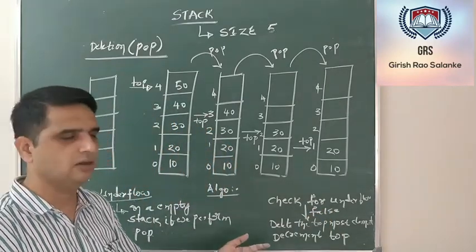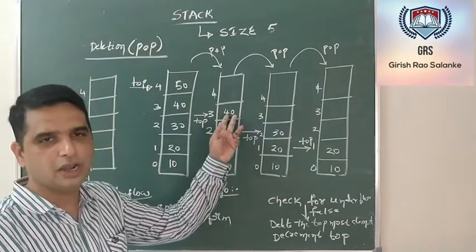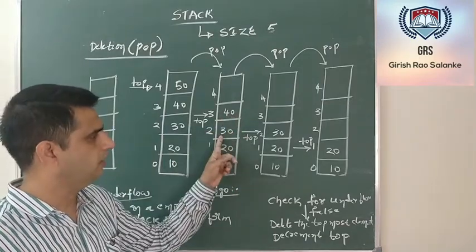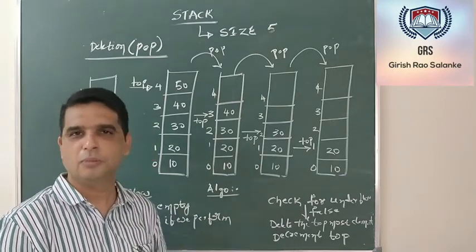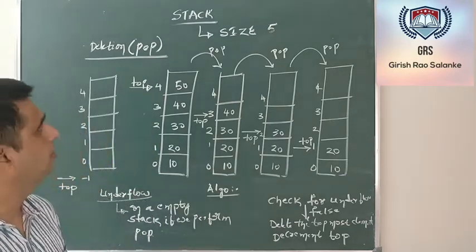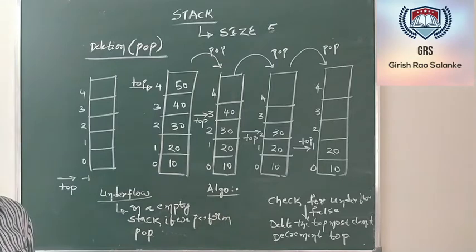How to perform the deletion operation? Delete the topmost element, then decrement the top to the previous value. That is, decrement the top. Hope this is clear. This is about the pop operation.